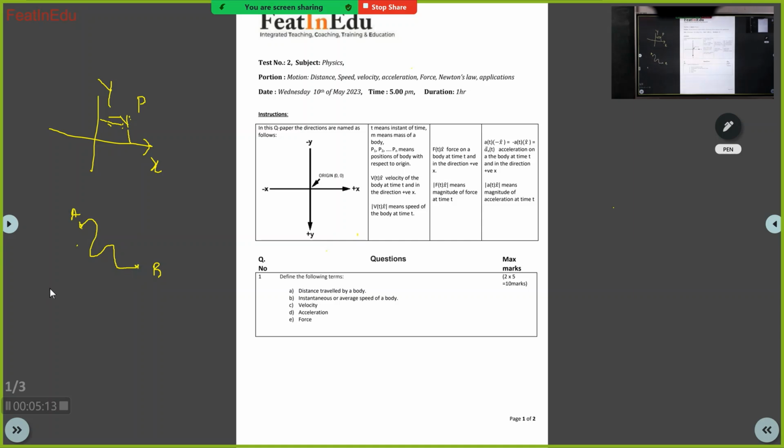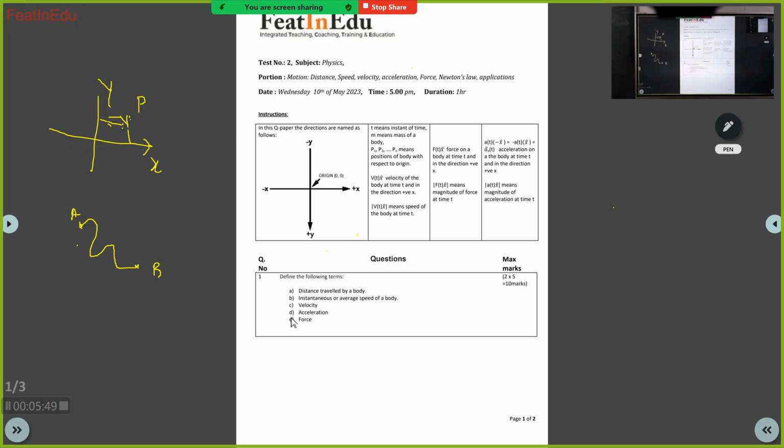Consider a body or a particle has traveled from point A to point B along an arbitrary path as shown in the diagram. The distance traveled by the body along this path is the length of this path. So therefore, the distance traveled by a body is the length of the path traveled by a body. Got it? Yes, that is how you should write the complete answer. If you have simply written length of the path traveled by a body, I give full marks. But next time you can make it better.